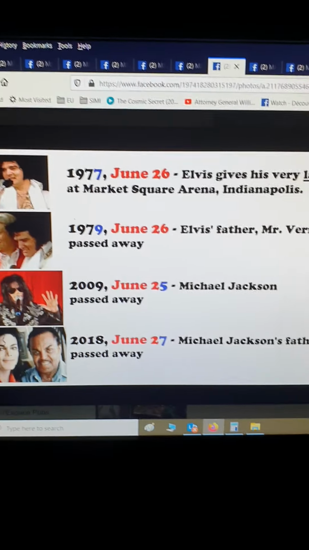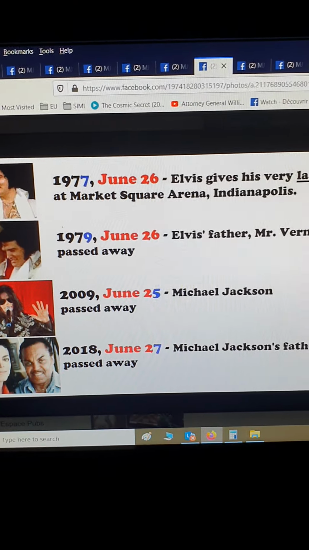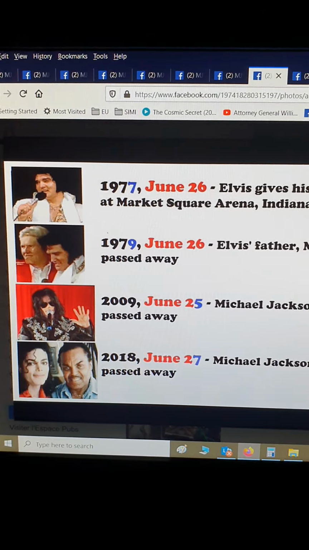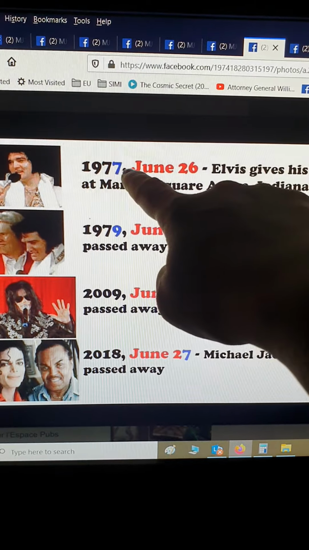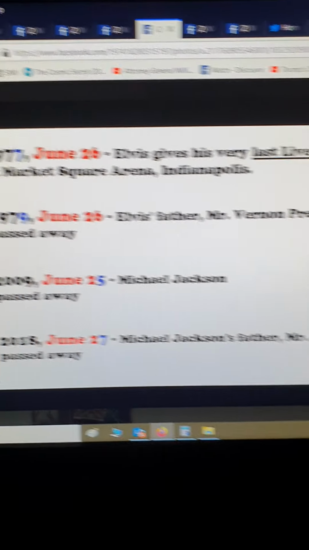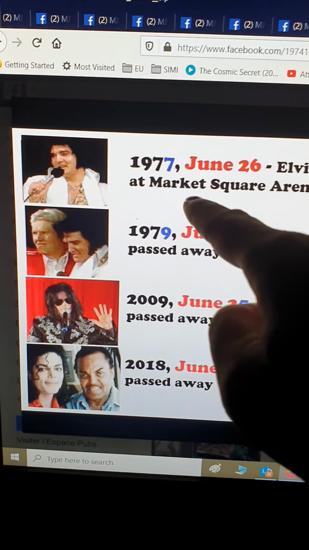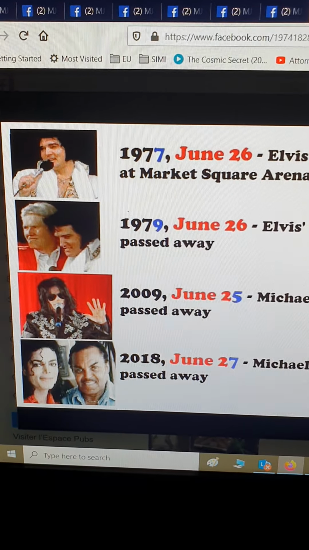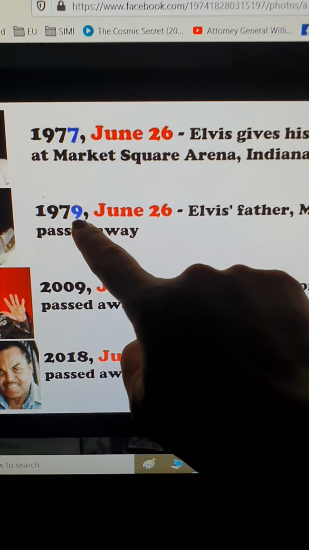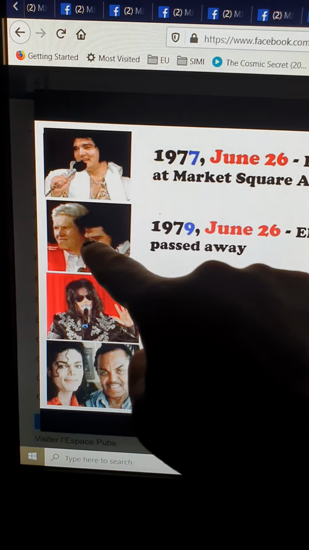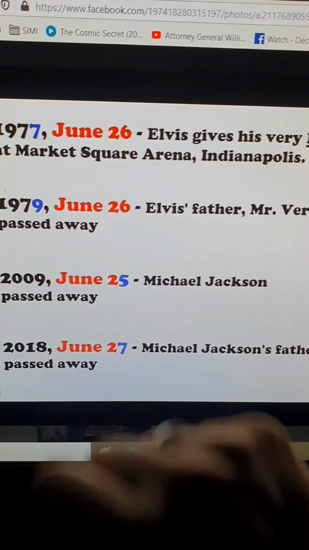I'm not saying now that everybody faked their death and they are alive, but I'm talking about some sort of coincidences that only God could have planned, and very weird, that make your mind stop and think. It's mind-blowing numerology coincidences. So let's start in chronological order. In 1977, on June 26th, Elvis gives his very last live performance. So June 26th was the very last concert that Elvis ever did. In 1977, 2 months later, August 16, allegedly he died. Then, 2 years later, 1979, June 26th, Elvis's father, Mr. Vernon Presley, dies. So, same date, just 2 years later.